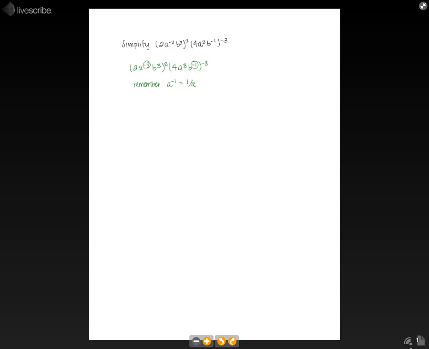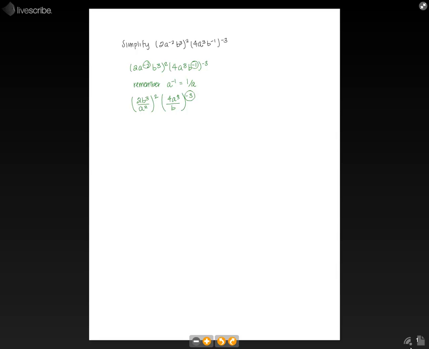So that means we're going to try to get rid of this negative 2 and the negative 1 inside the parentheses first. For the first part, we can take that a and put it in the denominator, and we'll end up with 2b cubed over a squared, all of that stuff squared. For the second part, we'll do the same thing. We'll end up with 4a cubed all over b, all of that to the negative third.